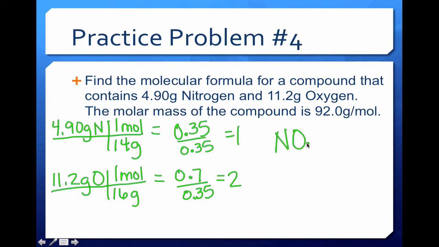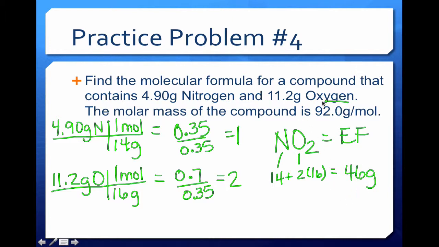It's going to be NO2. That's the empirical formula. I need to get to the molecular formula though. So what I'm going to do next is add up the mass of this. Nitrogen is 14 plus I have 2 oxygens, which are each 16. And when I add them up, I get a mass of 46 grams.